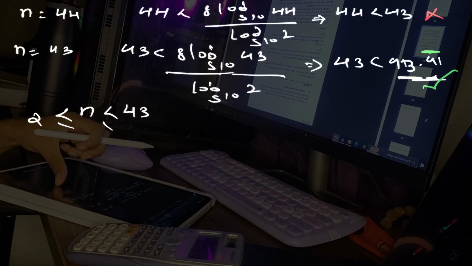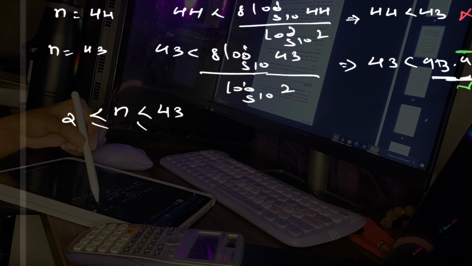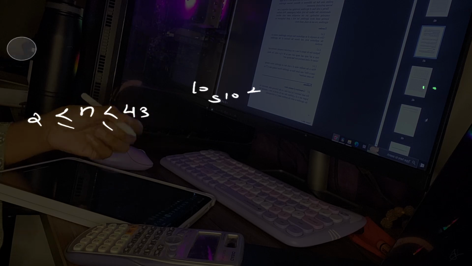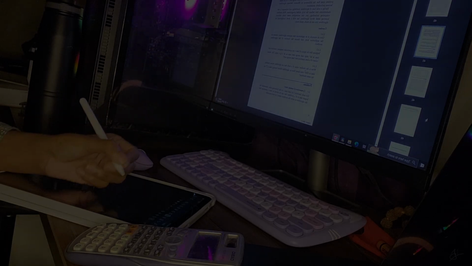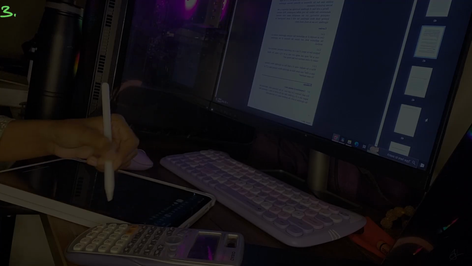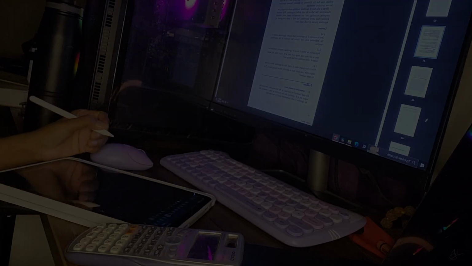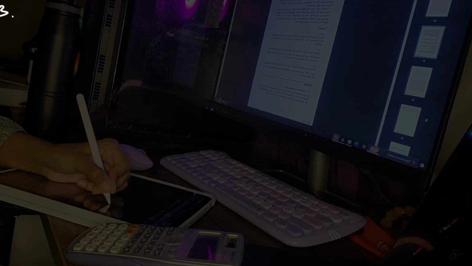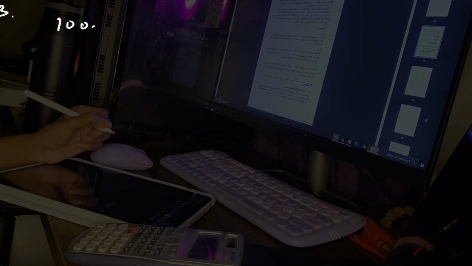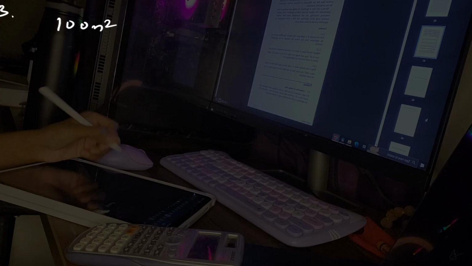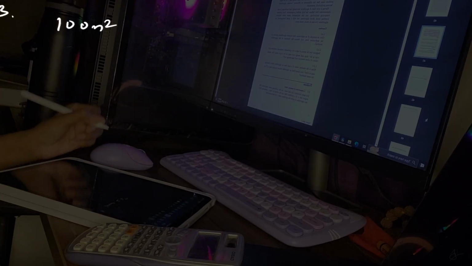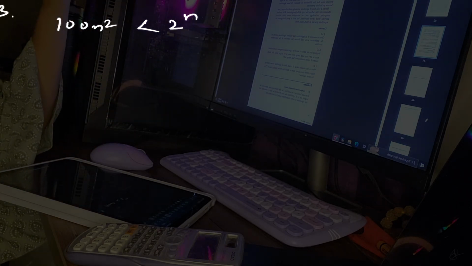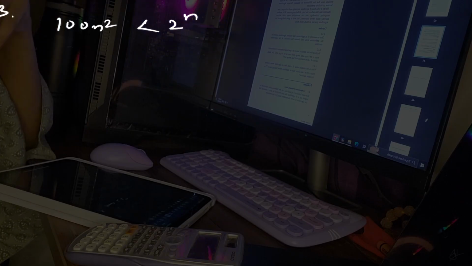Now coming to the next question. Question number 3 is: what is the smallest value of n such that an algorithm whose running time is 100 n square runs faster than the algorithm whose running time is 2 to the power n, on the same machine?